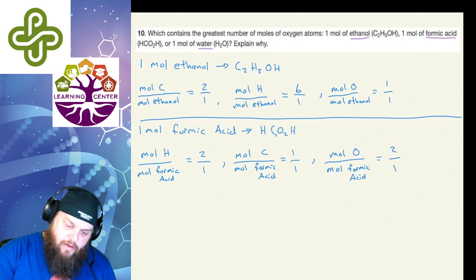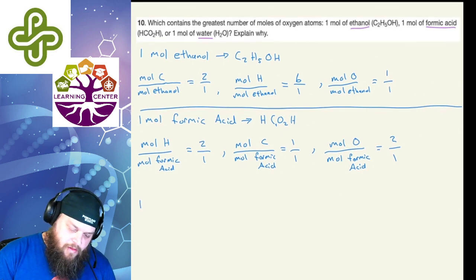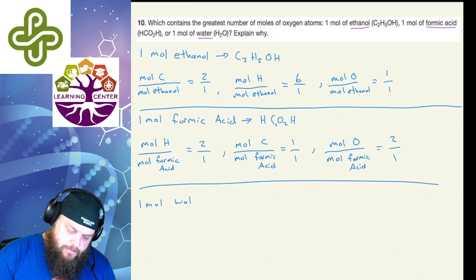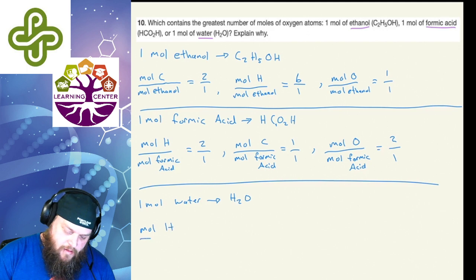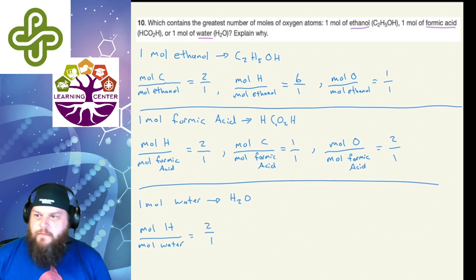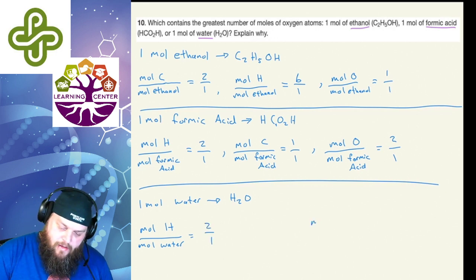The last one is water. Water, everyone's fairly familiar with. We have 1 mole of water, which has a chemical formula, H2O. So for every mole of hydrogen per mole of water, that's going to equal 2 to 1. Same idea for every mole of oxygen per mole of water, which is equal to 1 to 1.